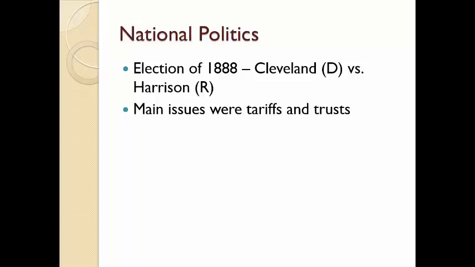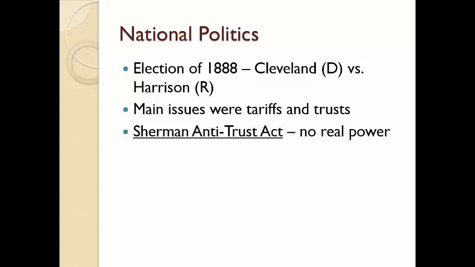Really didn't do anything with tariffs. As a matter of fact, the Republicans are going to raise the tariff under McKinley. It's known as the McKinley tariff, to one of the highest levels in United States history, and actually make a lot of people mad at them. But they do sign the Sherman Antitrust Act.